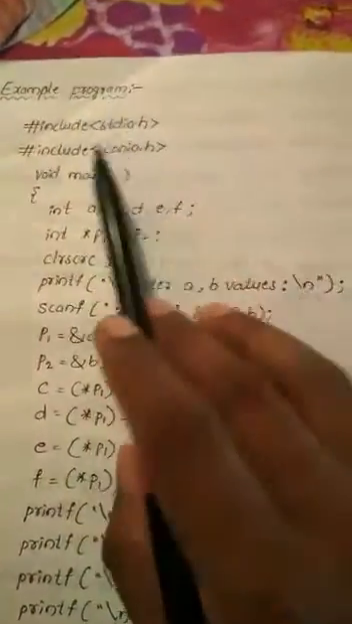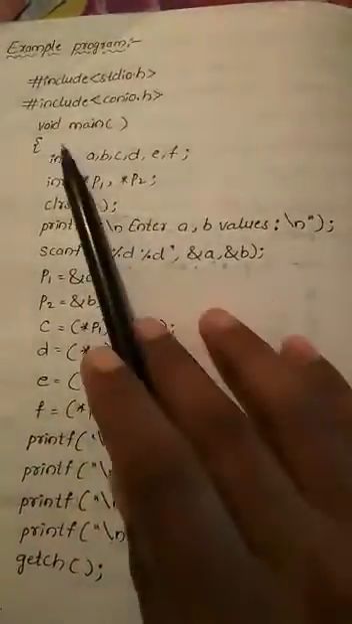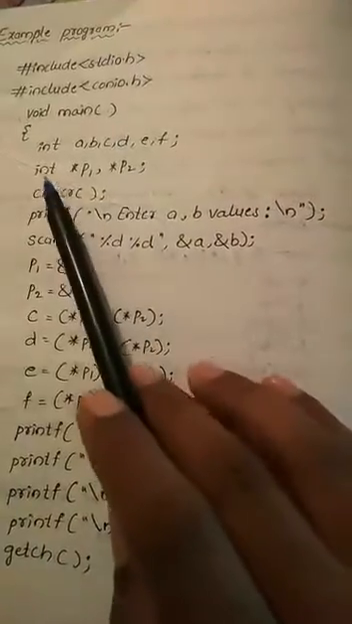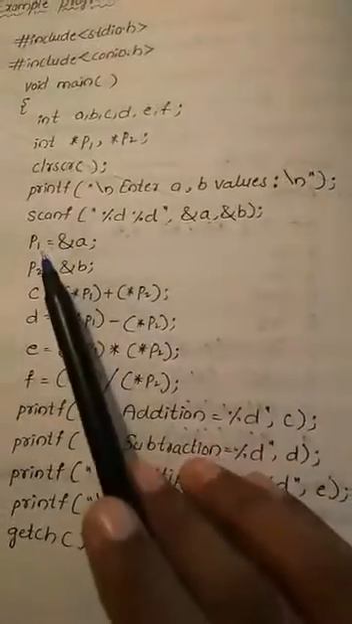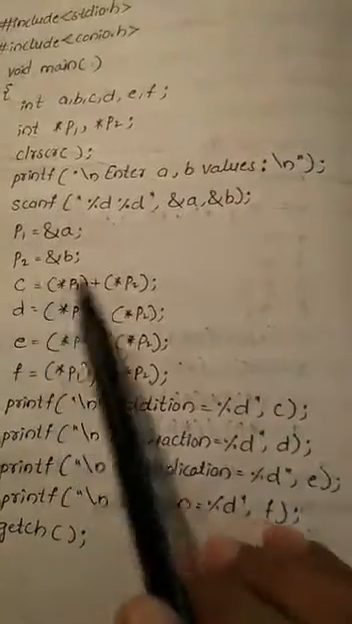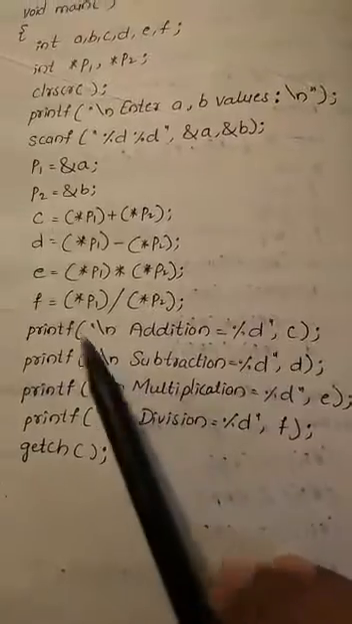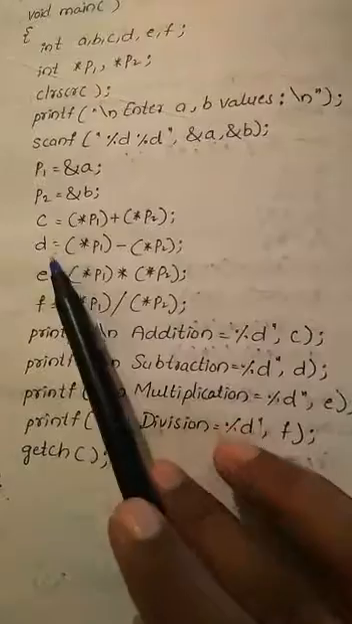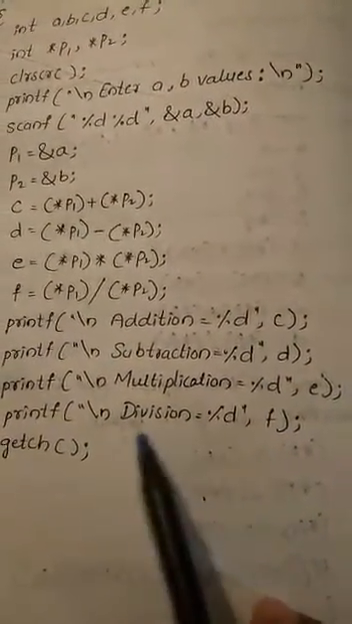So we can use these pointers in if else, while, do while also in this way. Okay, example program on pointer expressions. Simple example. void main, a, b, c, d, e, f are the variables, P1, P2 are the two pointer variables. Enter a, b values, scanf, read a, b values. Now store the address of a in P1, store the address of b in P2. Perform addition, subtraction, multiplication, division as we did in the earlier example. And print all the values, results. Printf addition equal to c, and printf multiplication and division here.